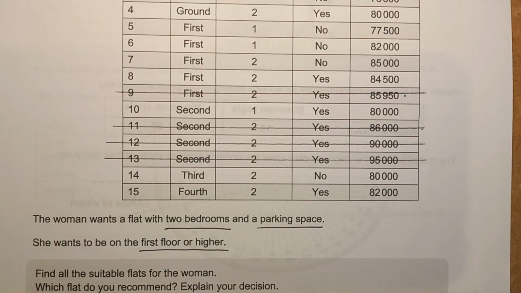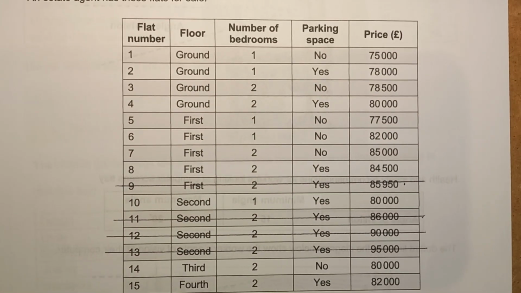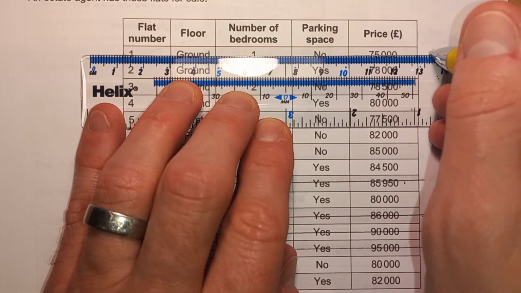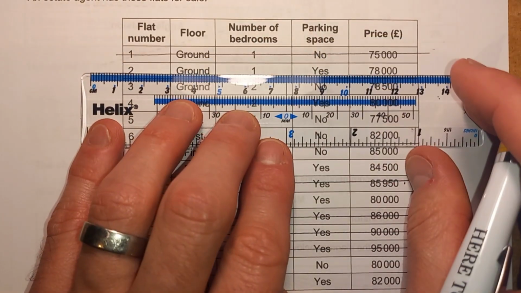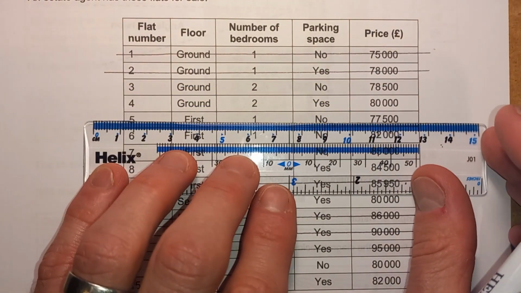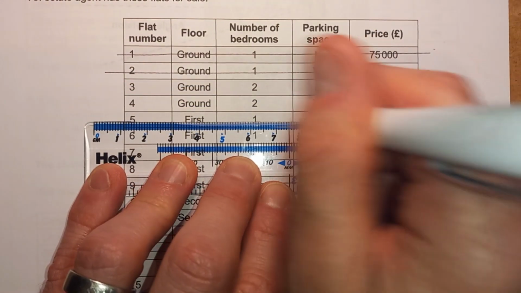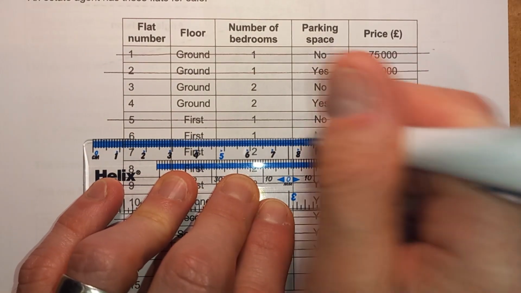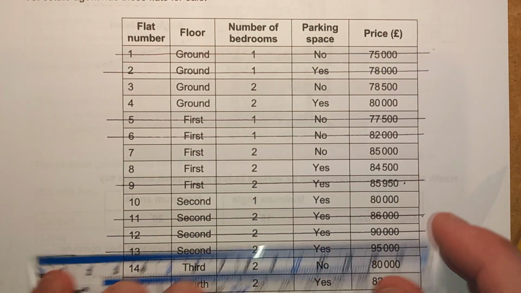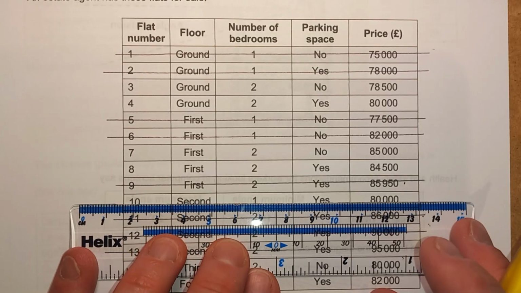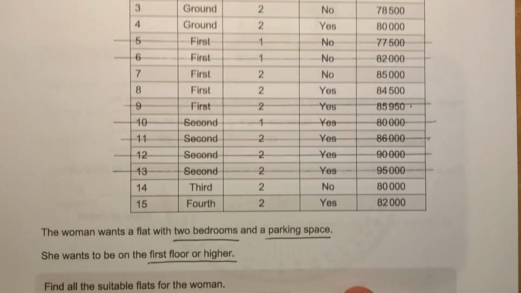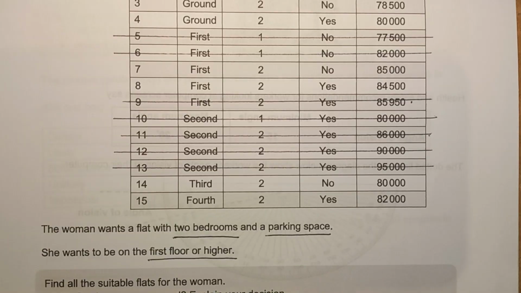Needs to have 2 bedrooms. So, flat number 1's no good. That's 1 bedroom. That's no good either. Flat 5's only got 1 bedroom. So it's flat 6. Oh, and flat 10. And say goodbye to you as well. Okay. Also needs to have a parking space.